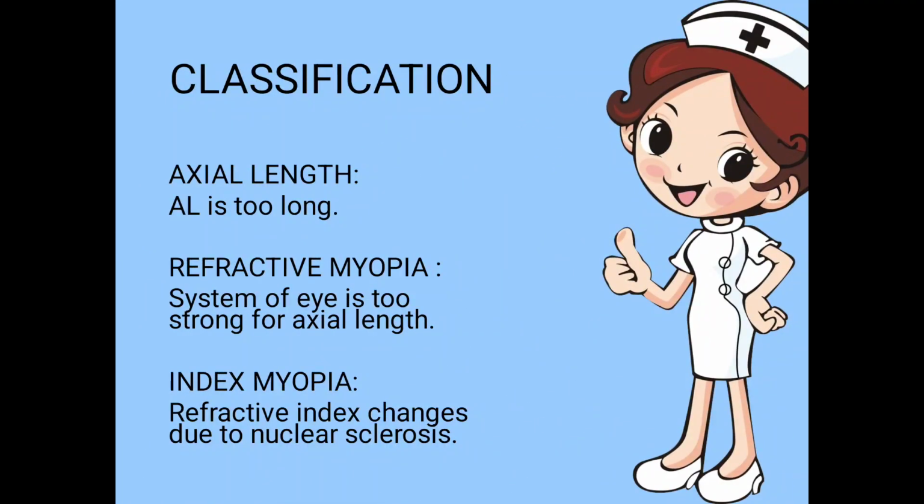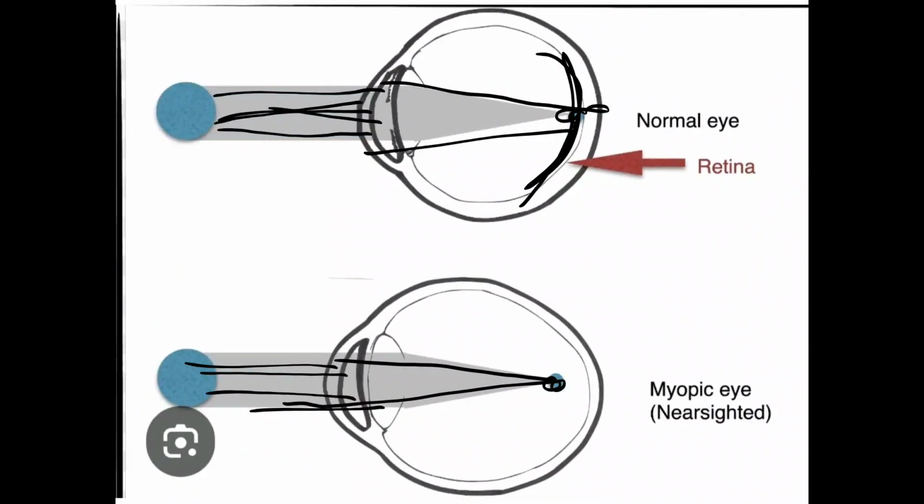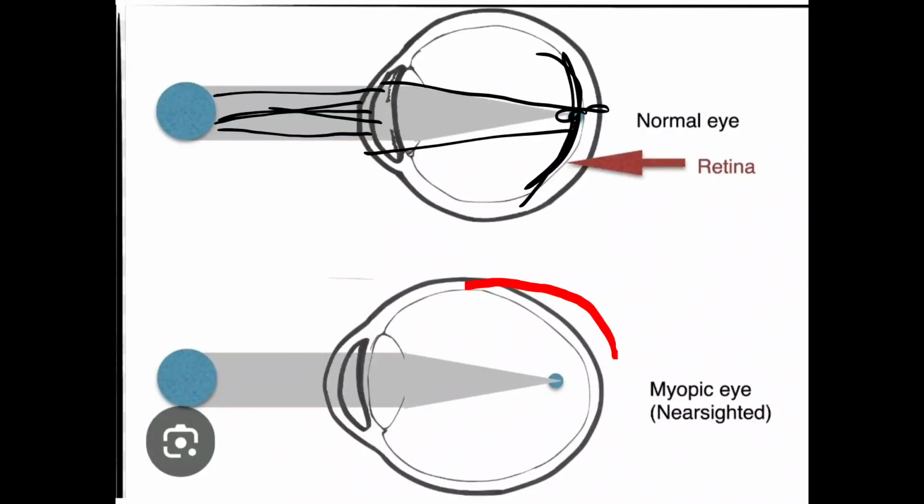Next one, classification. Now it has different classifications. First of all, it is based upon the axial length. In this case, the axial length is too long. Now let's see what the axial length is. This one is the myopic eye, okay, and the total length of the eyeball is known as the axial length. So this one is the axial length of an eyeball.